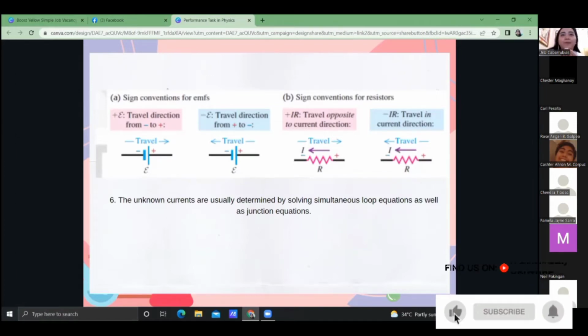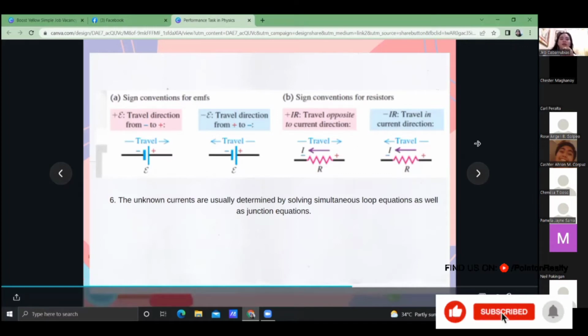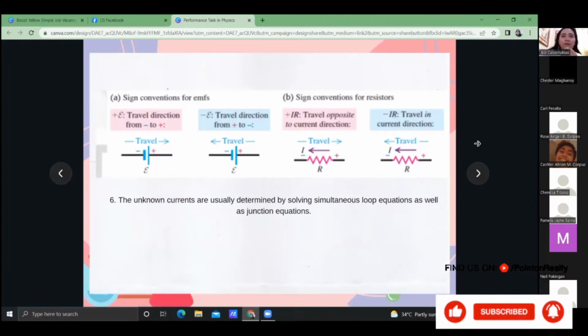So here is the example. Letter A is the sign convention for EMFs: travel direction from negative to positive, and travel direction from positive to negative. And letter B is the sign convention for resistors: travel opposite to current direction is positive, and travel in the current direction is negative.